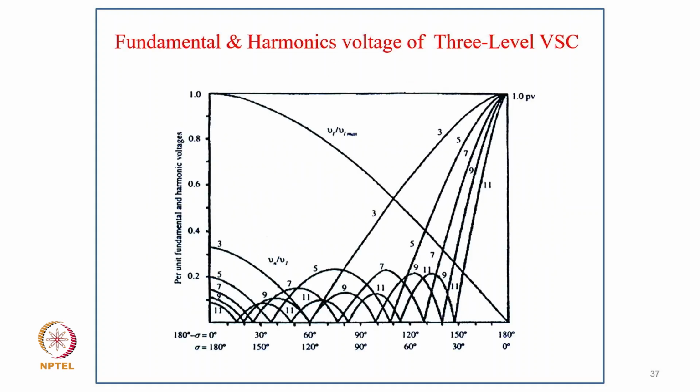VA equals 0. Now this is the fundamental and harmonic analysis of the 3-level inverter. You can clearly see how the fundamental varies with the pulse width, and how the other harmonics are also there with their magnitudes. Depending on the width, in the order of 30 to 60 degrees, you are having a lot of harmonic reduction.